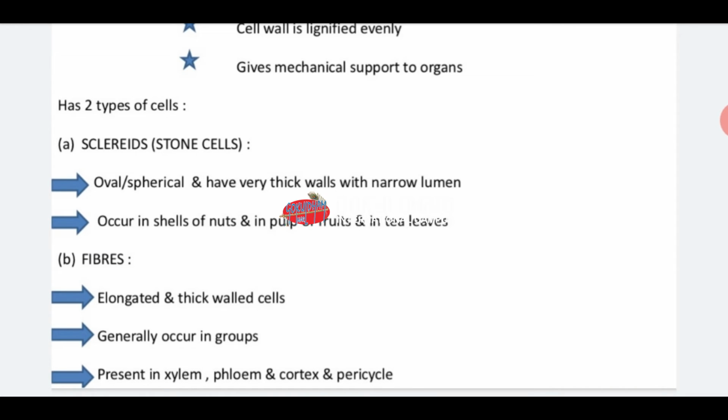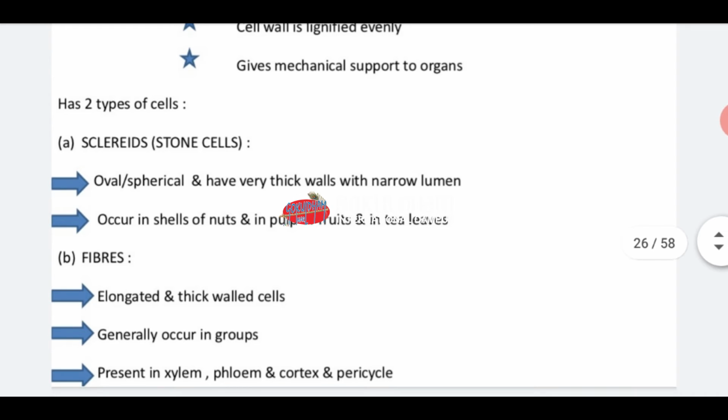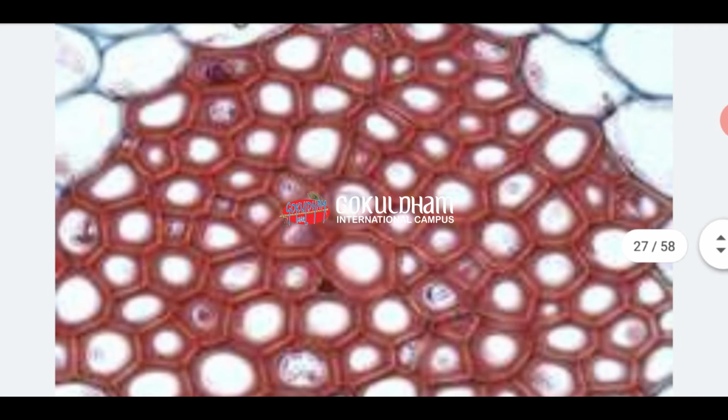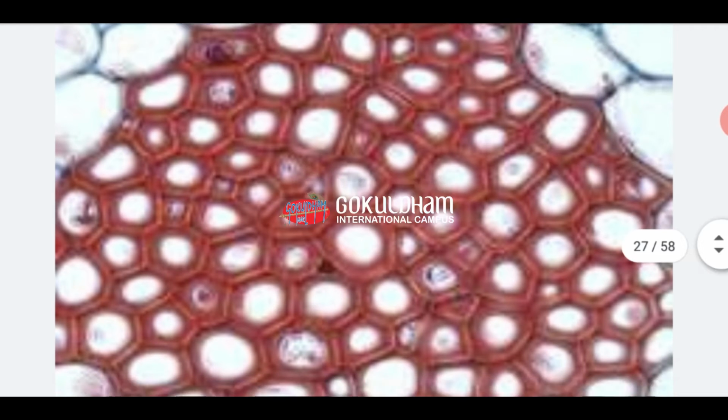The fibers are elongated thick-walled cells and they generally occur in groups. Means these fibers are elongated cells with thick cell wall, and they generally occur in groups. They are present in xylem, phloem, cortex and pericycle. So this is the figure of sclerenchyma cells. It shows the lignified cell wall.